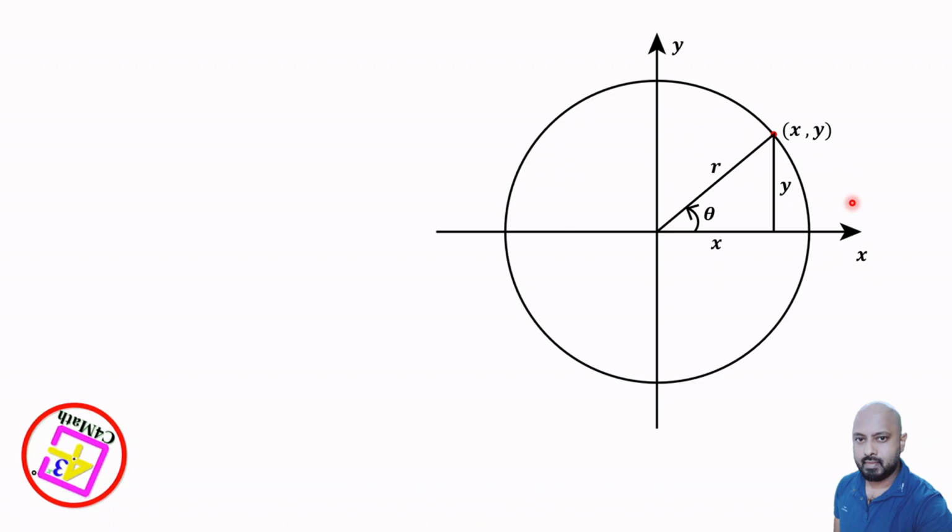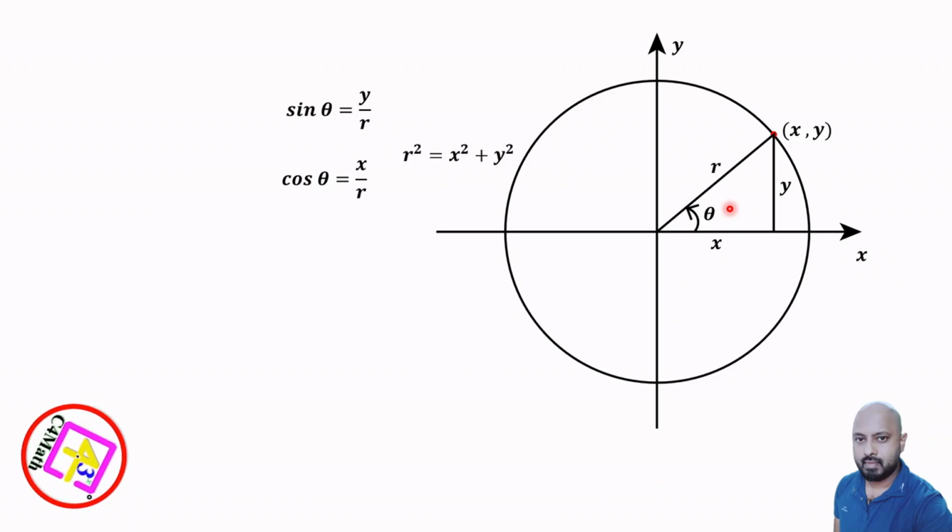Sine theta, we know, is opposite side over hypotenuse, and cos theta is adjacent side over hypotenuse. That means here sine theta is y over r and cos theta is x over r. Then another thing, it is a right angle triangle, so we can apply the Pythagoras theorem. Then we can write it as r square is equal to x square plus y square.